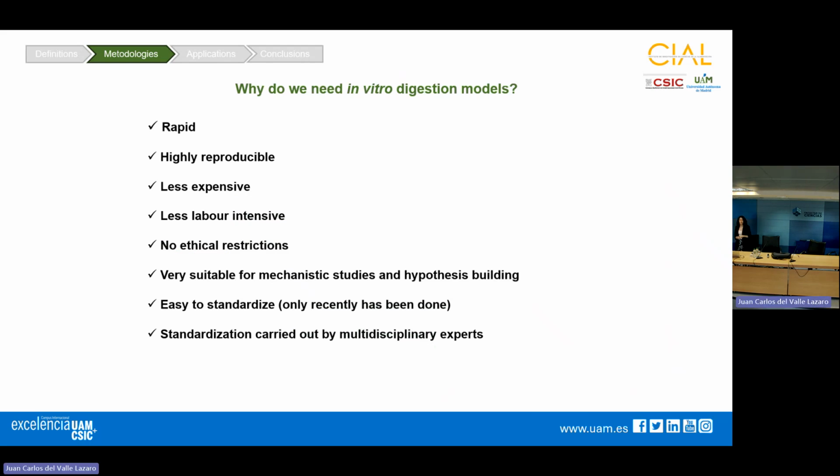This is nothing new. I'm not bringing anything novel in this slide, right? So why do we need in vitro digestion models? As with any in vitro protocol, we usually choose to run it in vitro because it's more reproducible, less expensive, of course less labor intense, and very important, easy to standardize, something we are really focused on today.